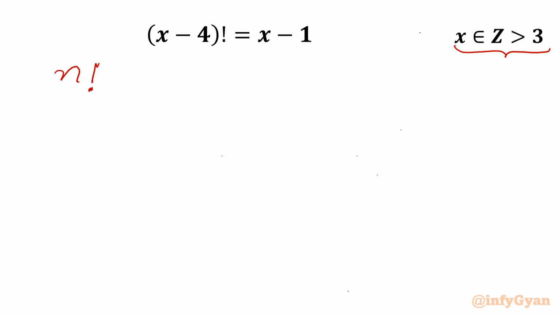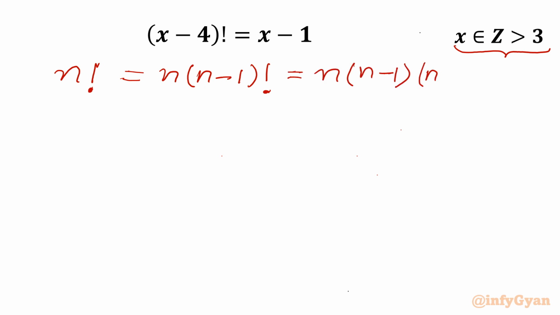I can write n! as n times (n − 1)!, or we can write n times (n − 1) times (n − 2)!, and so on. Now I will write our equation: (x − 4)! equal to x − 1.